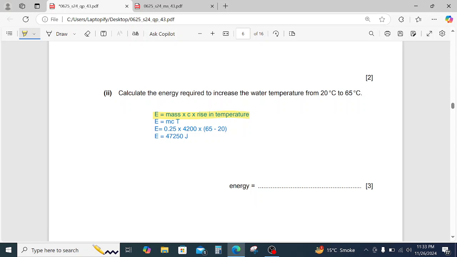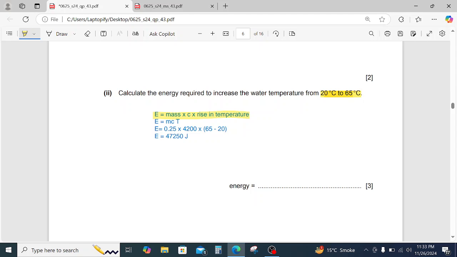Rise in temperature means how much your temperature has risen from one temperature to another. Here it is mentioned that your temperature rises from 20 degrees Celsius to 65 degrees Celsius. It means you have to subtract 20 from 65, then you will get the rise in temperature here.